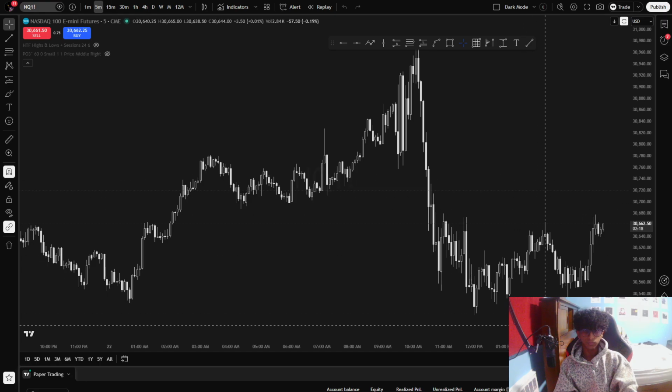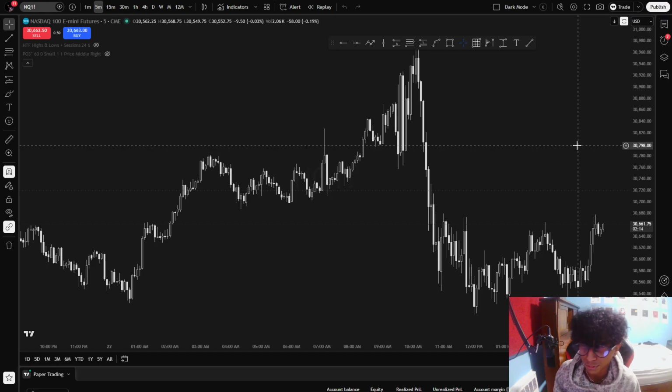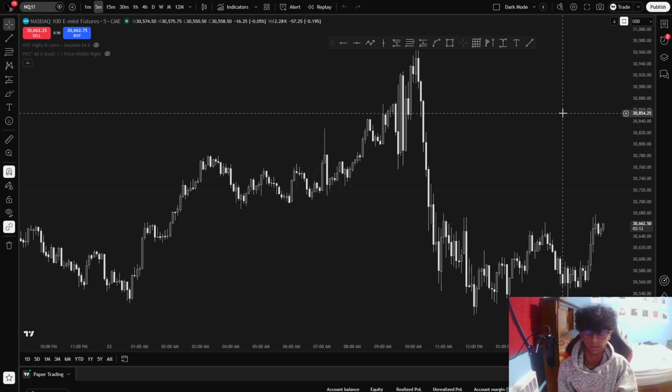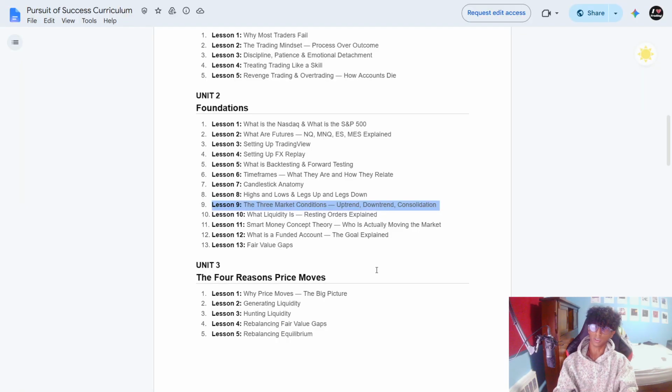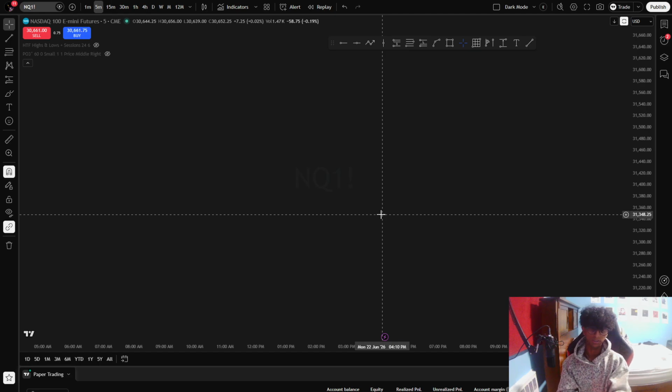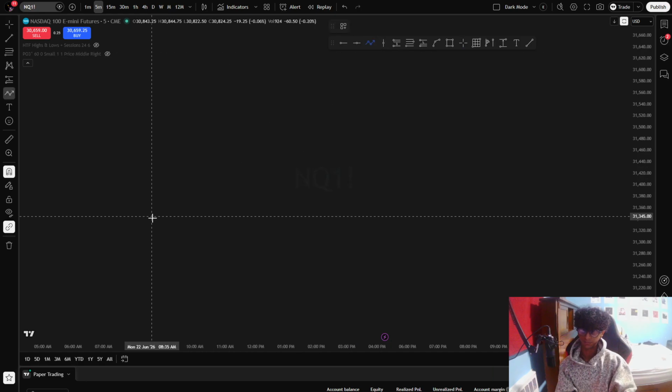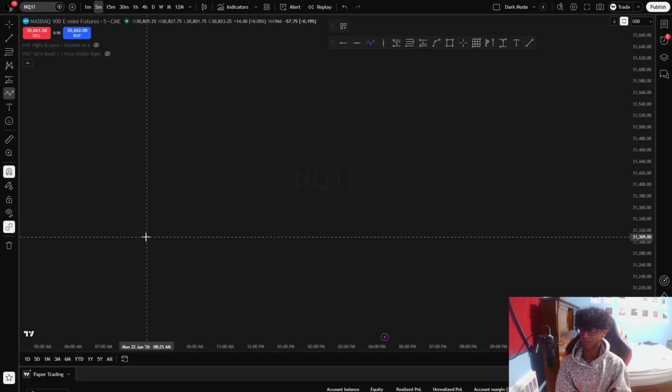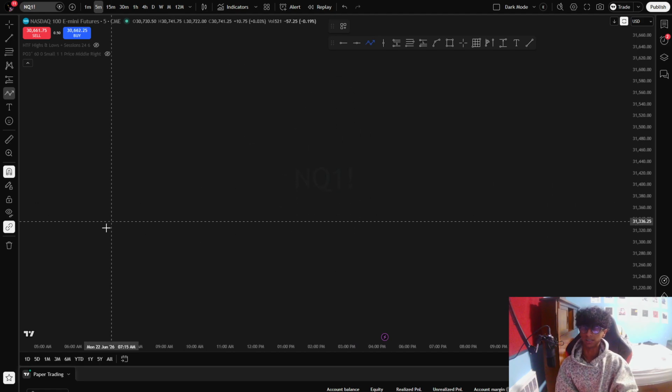All right. So we're not trading Forex, but we are trading some futures. So let's hop right into it. We got the 3 market conditions. We got an uptrend, a downtrend, and consolidation. Now, simply when we're looking for one of these three market conditions, we're going to be looking at the highs and the lows like we practiced last time, right?